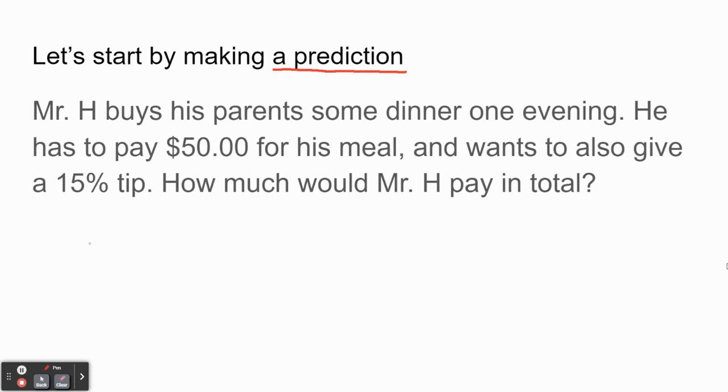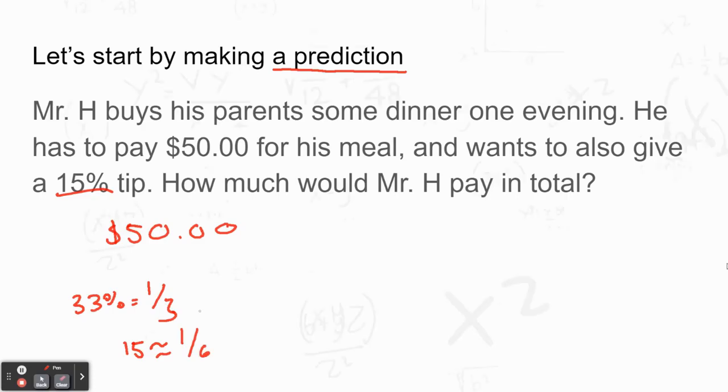A couple things we need to think about. How much do we initially have? We initially have $50. We also want to think about what 15% would be. Well, 15% of 50, I do not know. However, I do know that 33% is the same thing as a third. So 15% should be kind of like a sixth. It's not going to be exactly a sixth, but it's like half of a third almost.